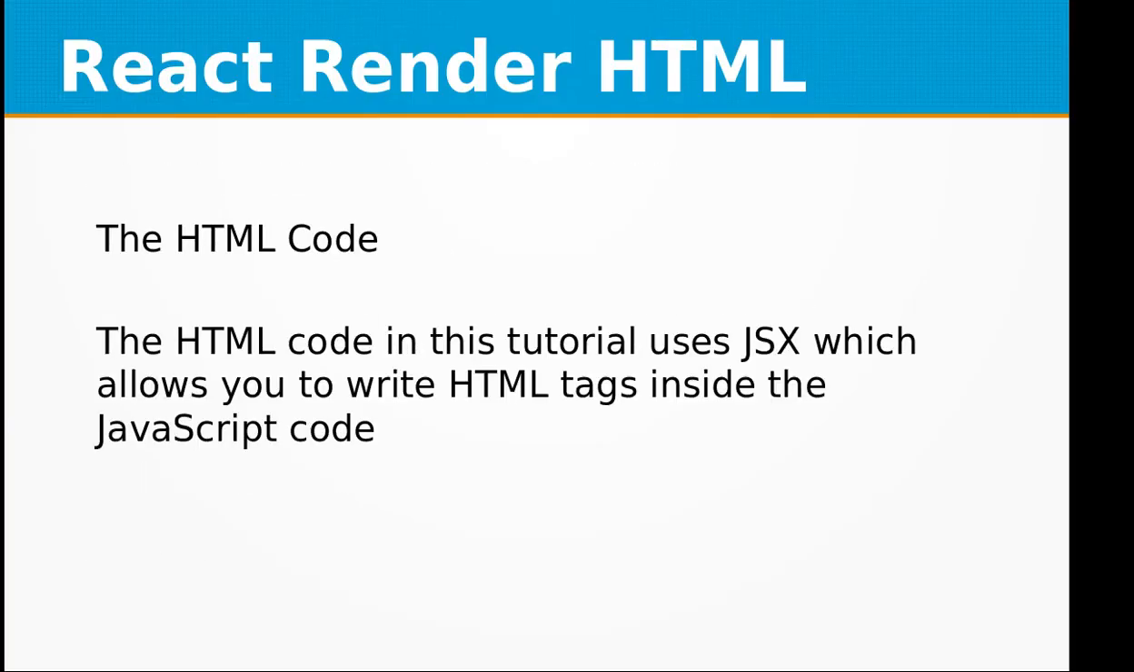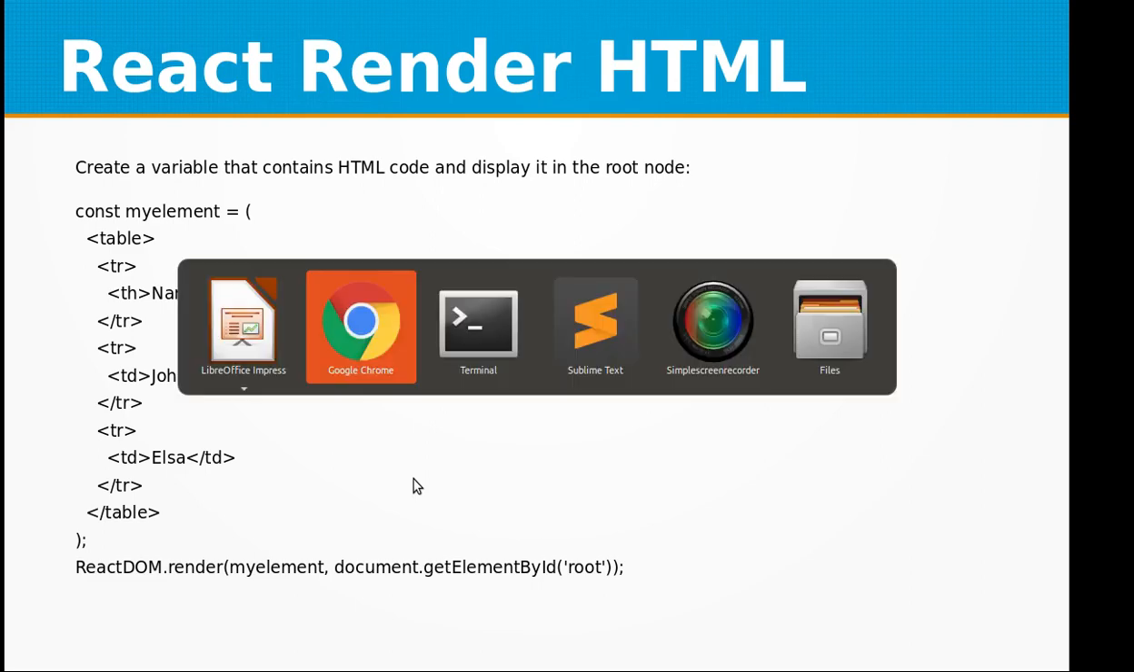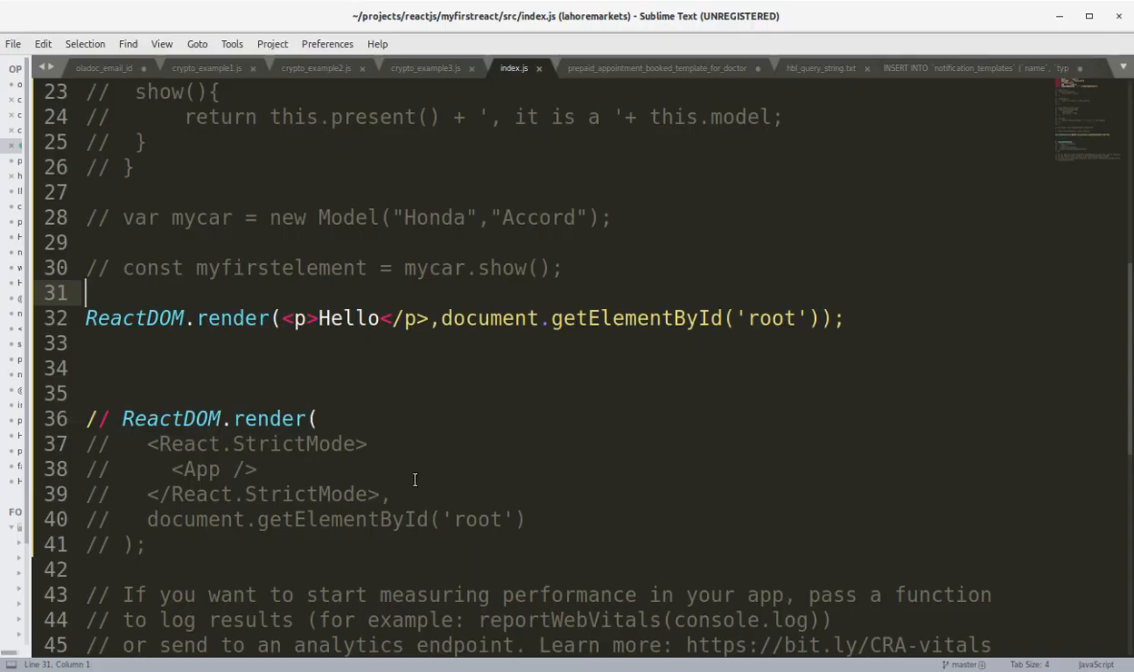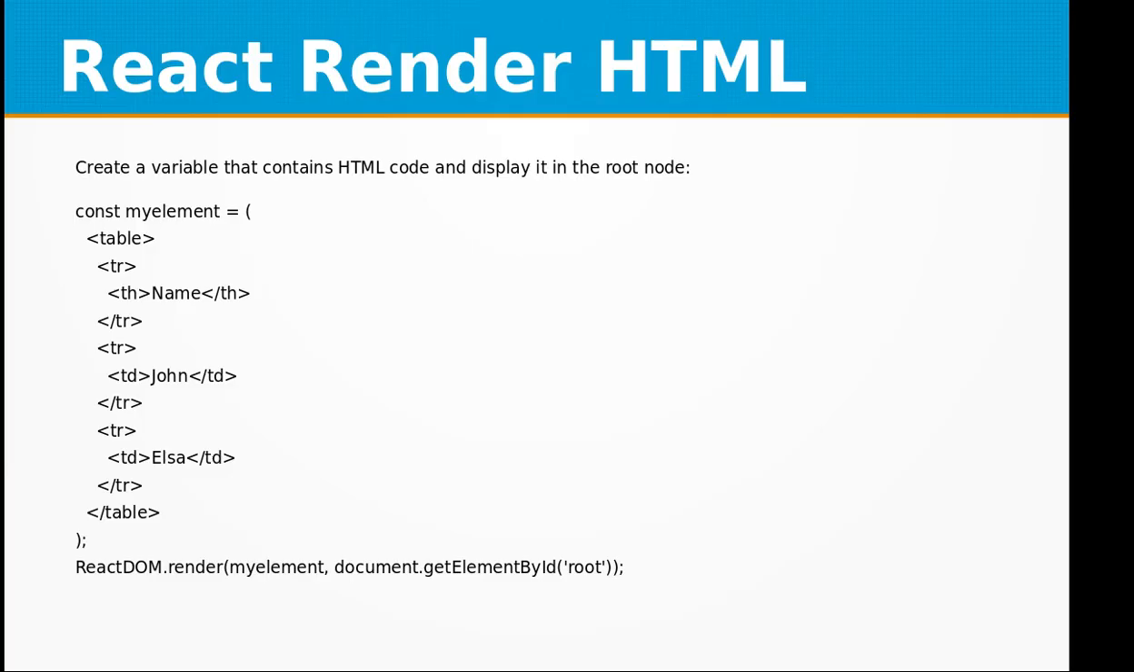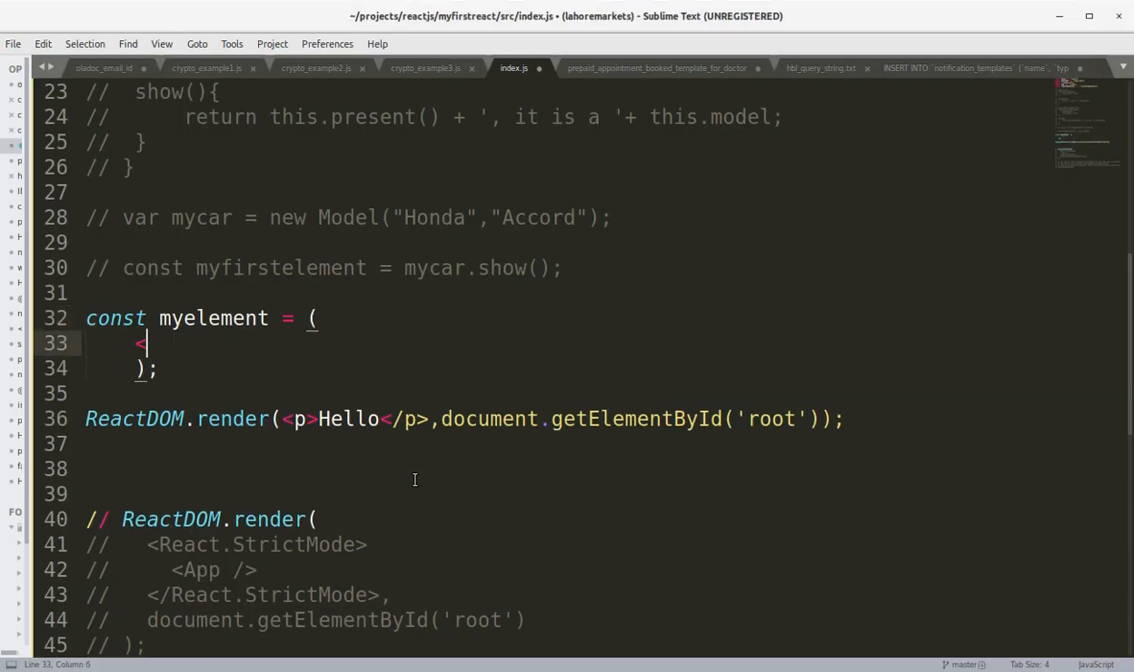Okay, the HTML code. The HTML code in this tutorial uses JSX, which allows you to write HTML tags inside the JavaScript code. Let's create a variable that contains HTML code and display it in the root node. Okay, let's create a constant variable within our file, const myElement, and let's create an HTML table.